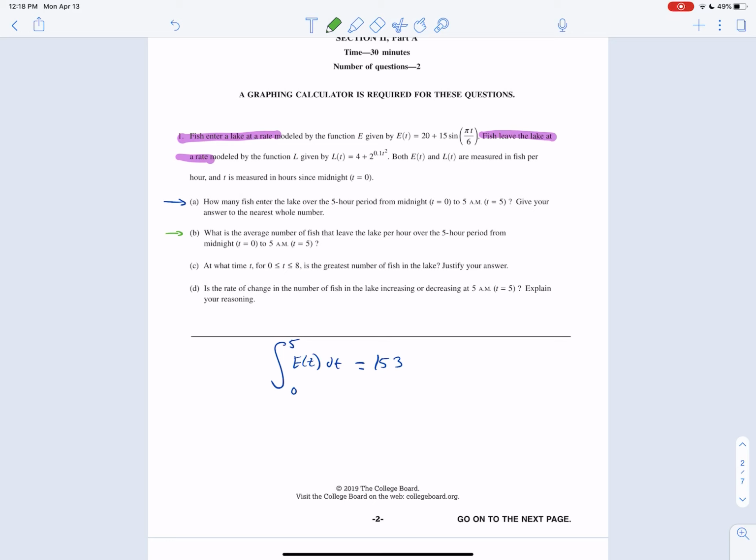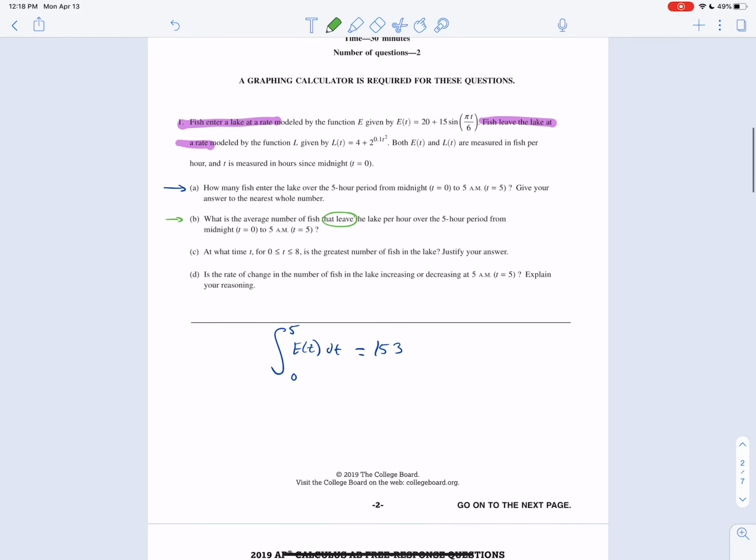Part B. What is the average number of fish that leave the lake per hour over the 5-hour period? So we're looking for an average value here. We know we're going to integrate L of t because we're looking at the number of fish that leave the lake, and we're going to make it an average by having a fraction on the outside, 1 over 5 minus 0. You should get about 6.059. That's fish per hour because it's an average value, but again, you don't need the units because they don't ask for it.